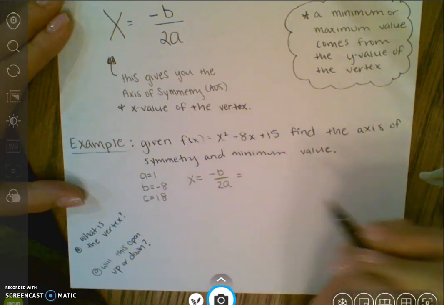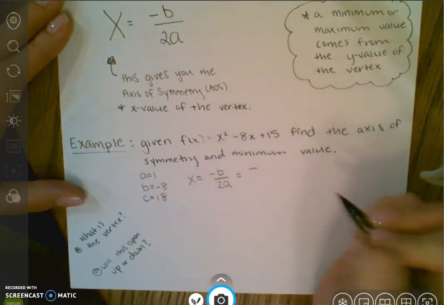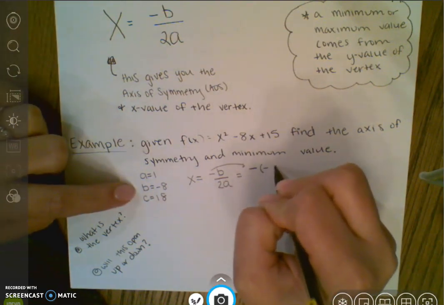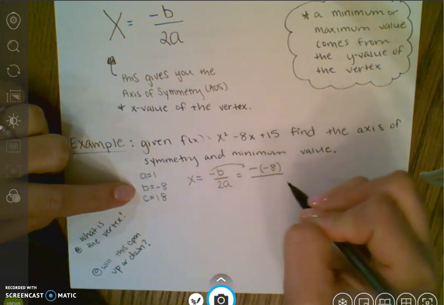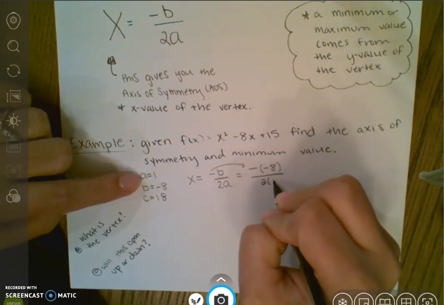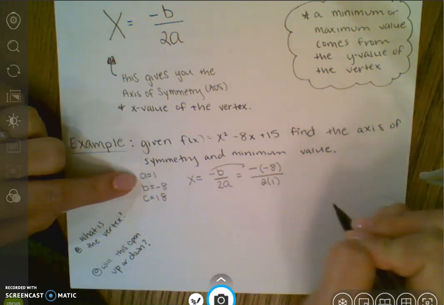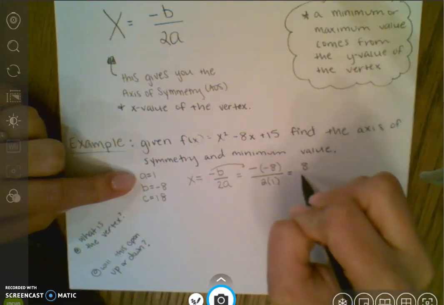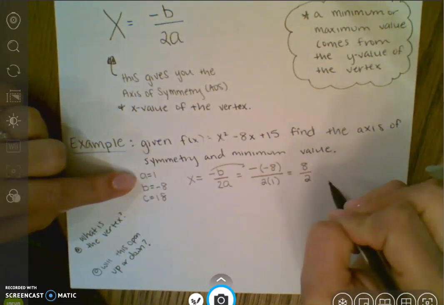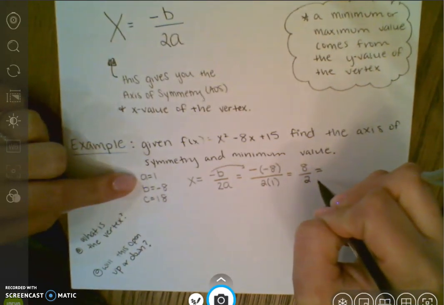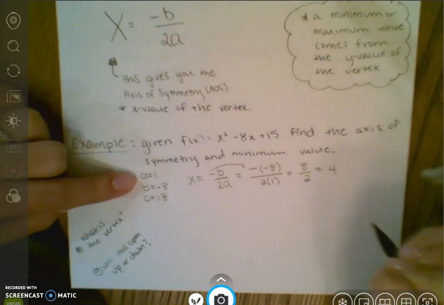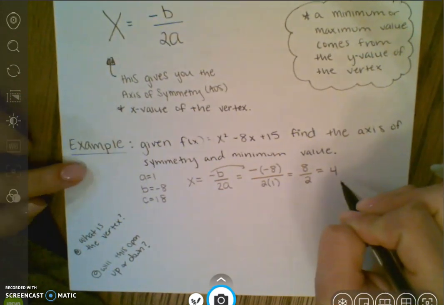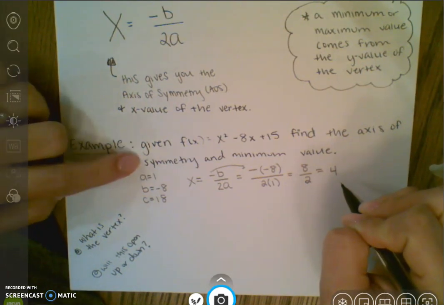Now that I have this, I can plug in what I know. The negative sign stays. The B is negative 8, all over 2 times my A, which in this case is 1. I'm going to do the math out. Negative makes a positive, so that's a positive 8 over 2 times 1, which is 2. 8 over 2 simplifies: 8 divided by 2 is 4. So far, I have the x of my vertex, and I also have my axis of symmetry.